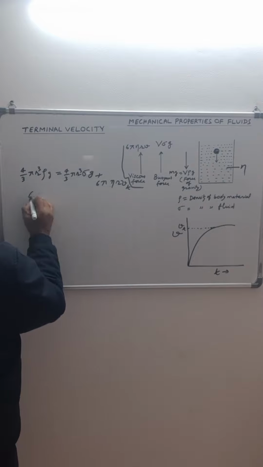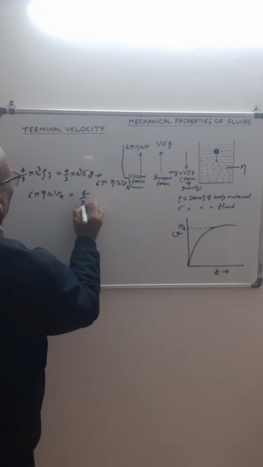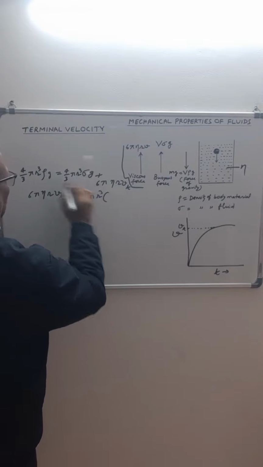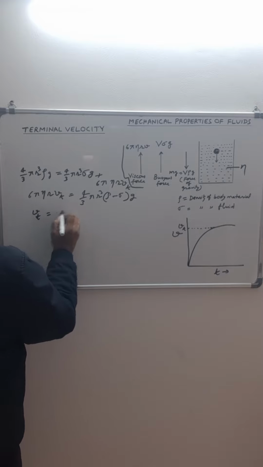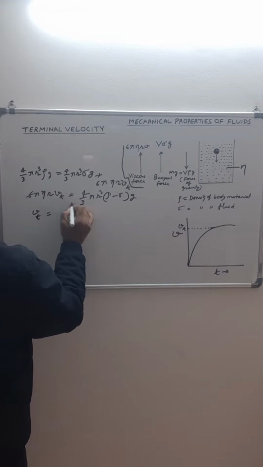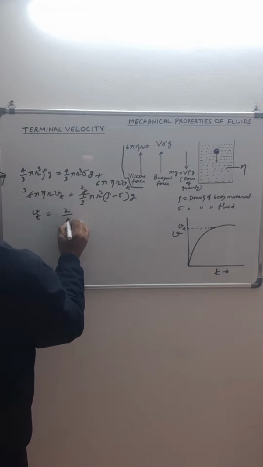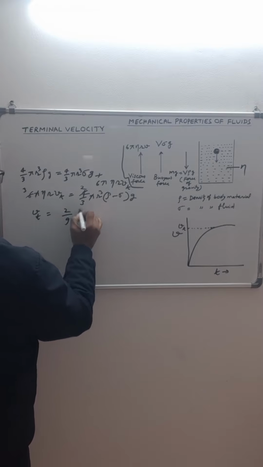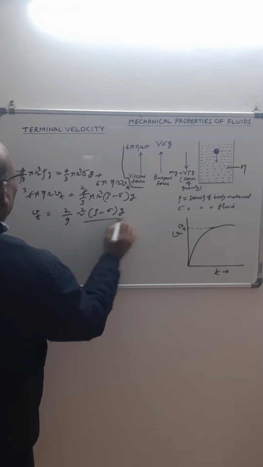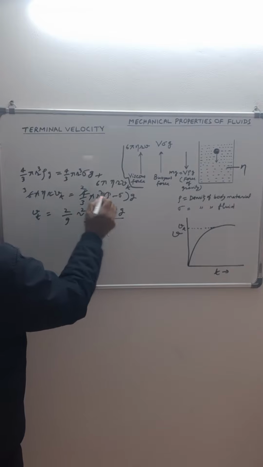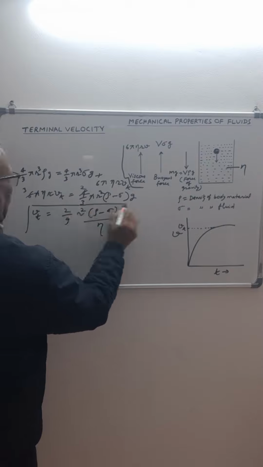So with this we can say that 6 pi eta r Vt will be nothing but 4 upon 3 pi r cube into rho minus sigma into g. So Vt will be equal to, this 6, this 2 2 are 4, 2 3 are 6. So this will become 2 upon 9. This pi will get cancelled out. This will become r square rho minus sigma g divided by eta, because this r cube and this r, it will become r square. One r will cancel out. So this is the formula for terminal velocity.